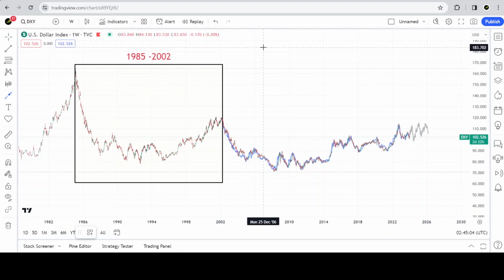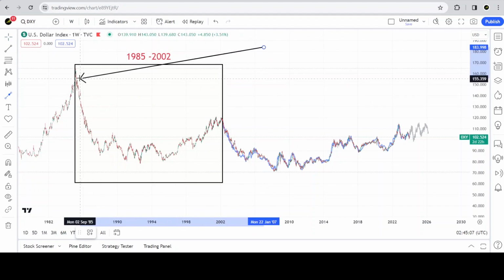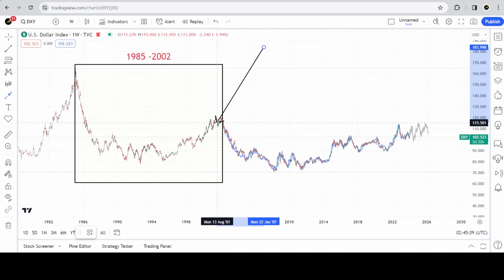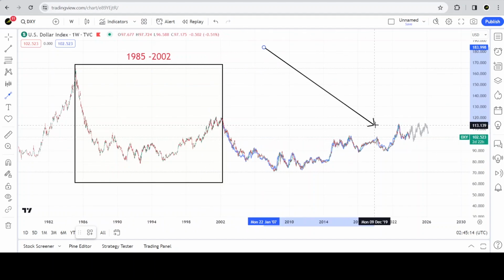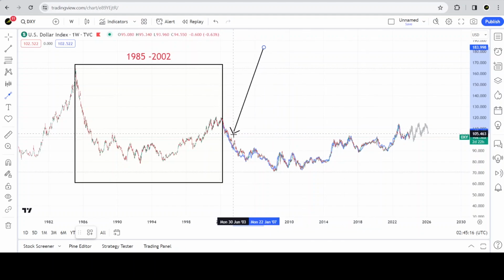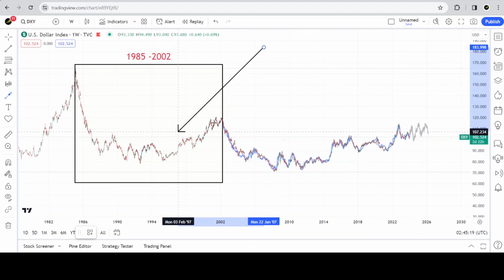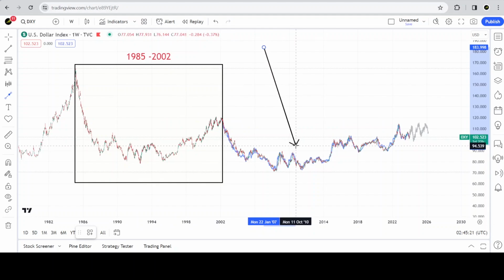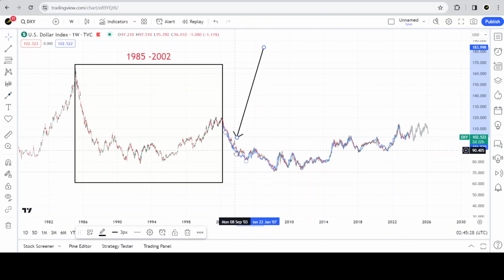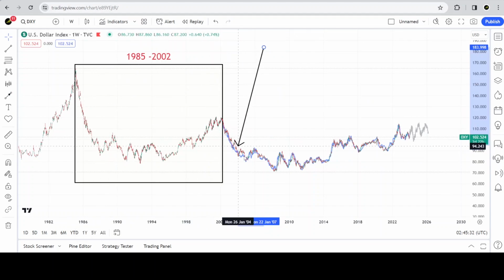So the DXY has been following a structure that was printed from 1985 to 2002. I have taken this part of the chart and adjusted the structure over here to match the current timing, height, and depth of the chart over here. So this decline, for instance, right here, was originally printed over here, and I matched it to the timing, height, and depth of this decline.